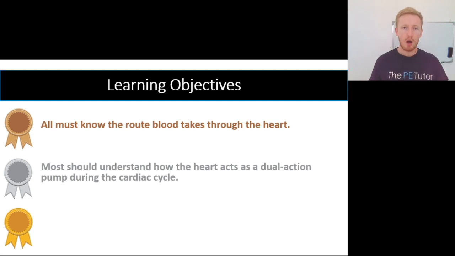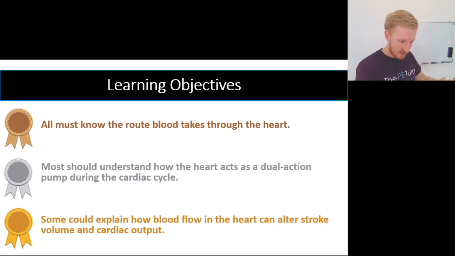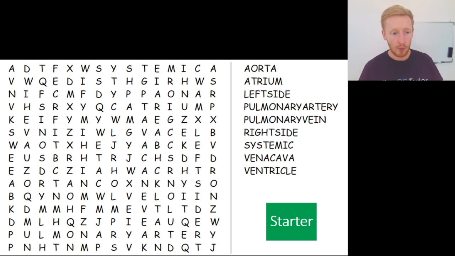We should also know what the term dual action pump means and how this influences the cardiac cycle. And lastly, we will be looking at that relationship with stroke volume, cardiac output, heart rate, and what exercise and increasing exercise intensity might do to these levels. So there we go. If you want to pause the video, or if you're doing this in a lesson now, might be a great chance for a bit of a starter activity. I'm not going to pause the video now, but the option is there for you to do this if you want to.